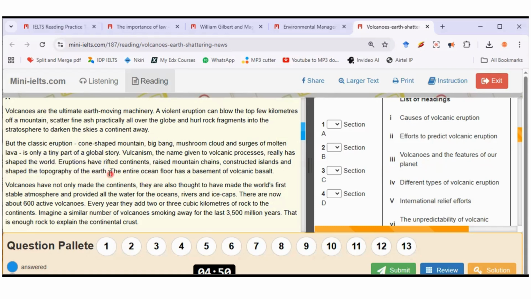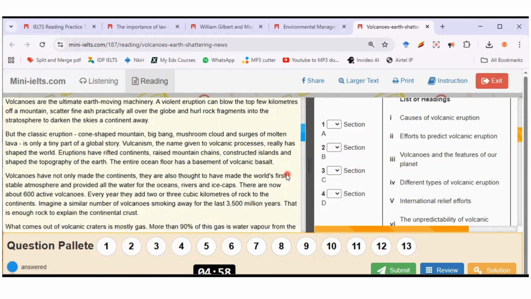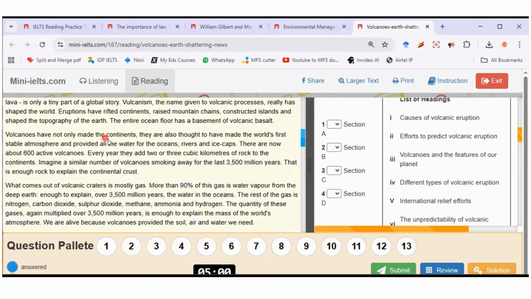Look at the next sentence. The entire ocean floor has a basement of volcanic basalt. Can you see they're talking about our planet? Let's go on. Volcanoes have not only made the continent, they are also thought to have made the world's first stable atmosphere and provided all the water for the oceans, rivers, and ice caps. Can you see they are talking about our planet? Oceans, rivers, and ice caps.